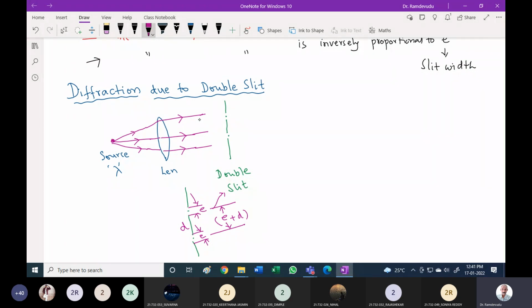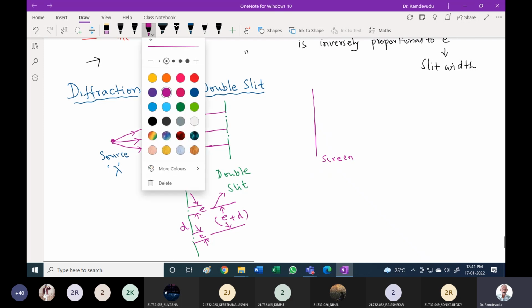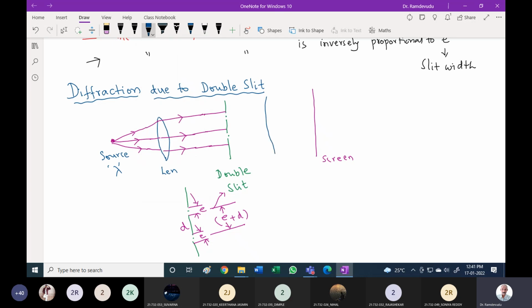And now the light comes and falls on the double slits like this. Now to get it on the screen, this is the screen I am taking. On the screen, we will have to see what the diffraction pattern is. For that, again, I have to use a lens to focus this. So this is another lens I am taking.